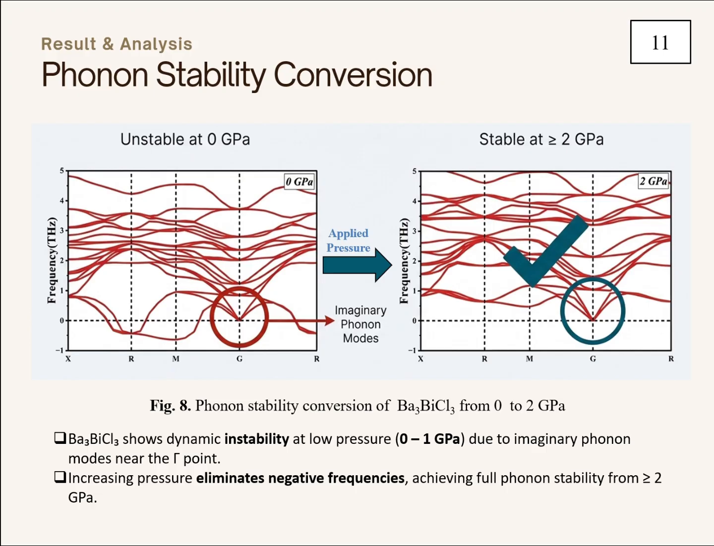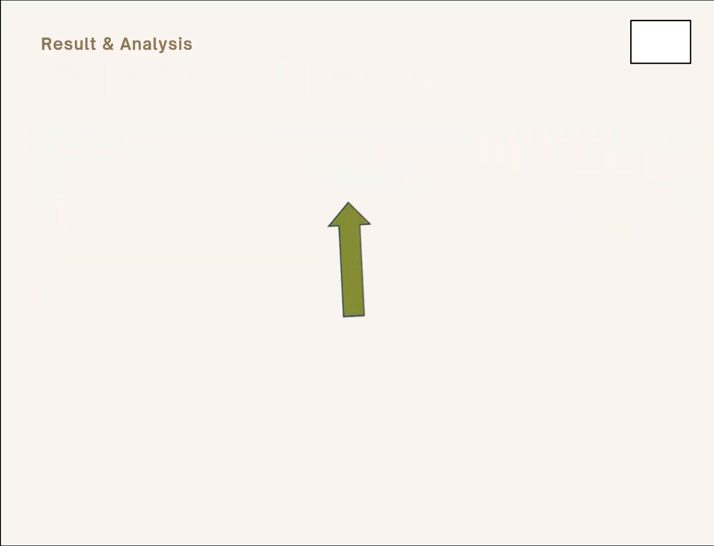And if we apply some kind of pressure, around 2 GPa, more than 2 GPa, we can convert the unstable material to stable material. Furthermore, we can see that increasing pressure eliminates negative frequency, achieving full phonon stability from more than 2 GPa actually.